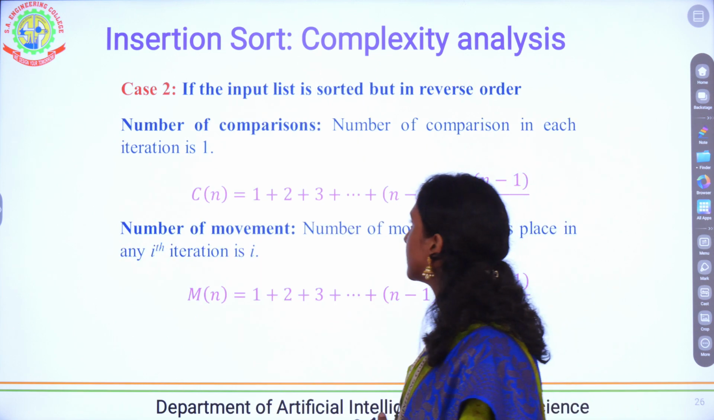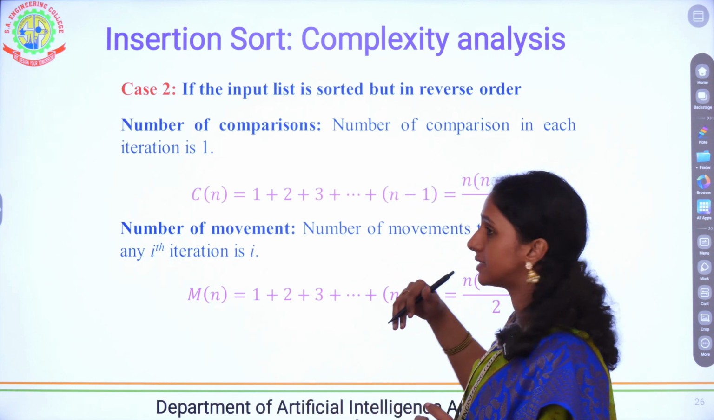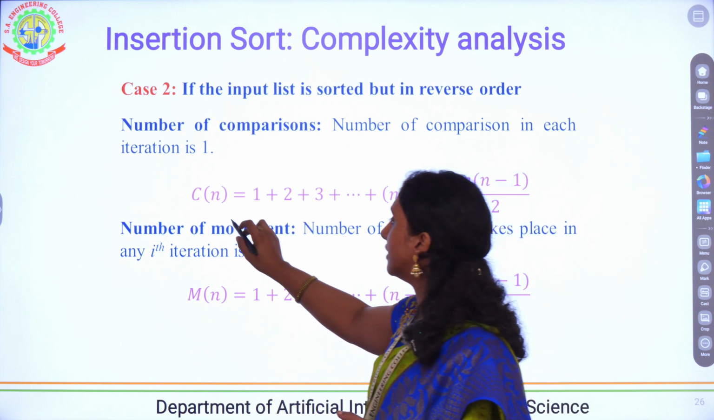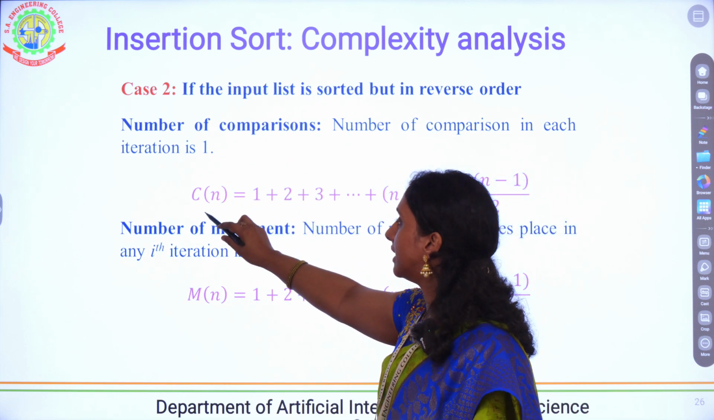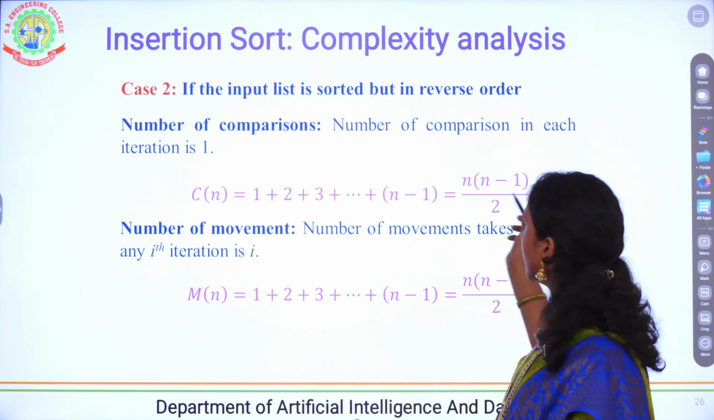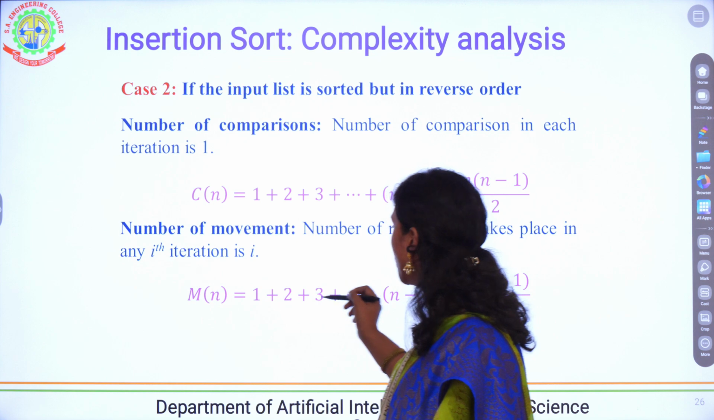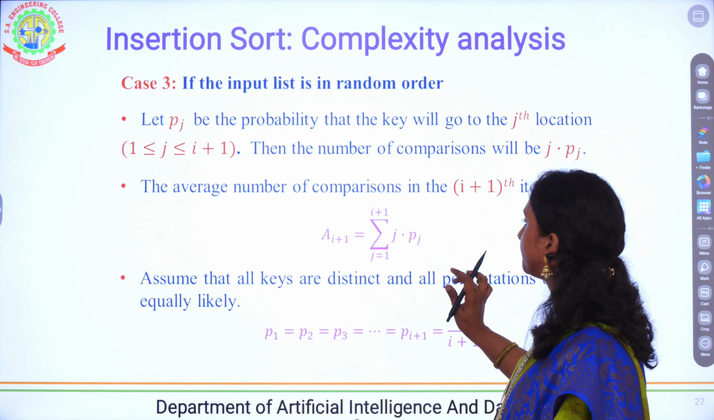Now in the next case, if the input list is sorted, but in reverse order, then we can see here from the slide, C of n, the number of comparisons, will be given by n into n-1 by 2, and the number of movements will also be the same as the number of comparisons.